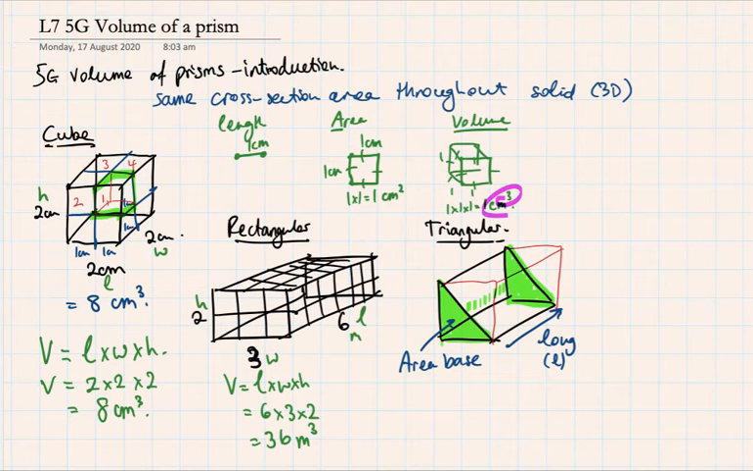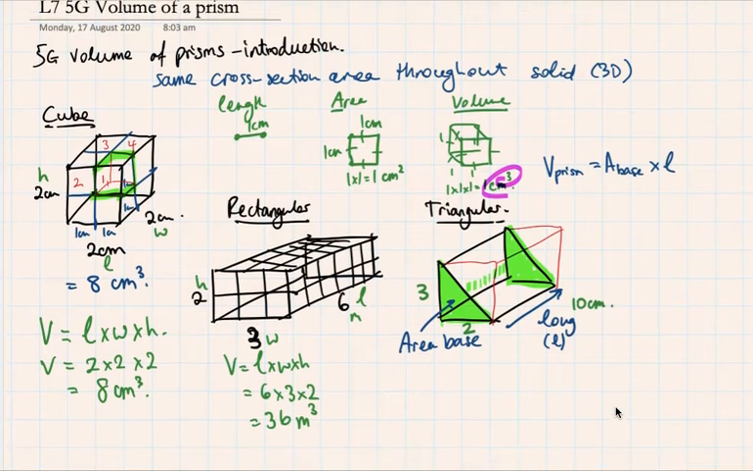So here's a more powerful equation for prisms. The volume of a prism is equal to the area of the base times by the length that that base area is continued on for. So let's apply the same methodology here. Let's say that the base is 2, the height is 3, and it goes on for 10, and let's say our units are all centimeters. Let's use this formula now to help us figure out this problem.